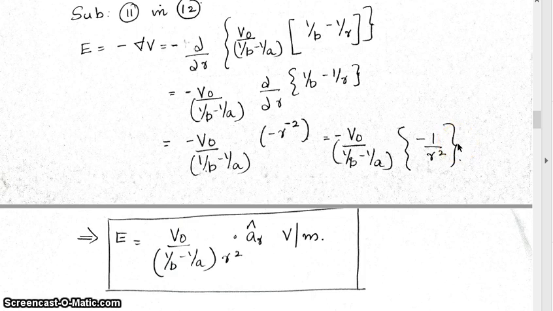So minus and minus becomes 1. So finally I will get E is equal to v0 by (1 by b minus 1 by a) r square into the unit vector ar, that much volt per meter. So that is the expression for electric field intensity of a sphere using Laplace equation.